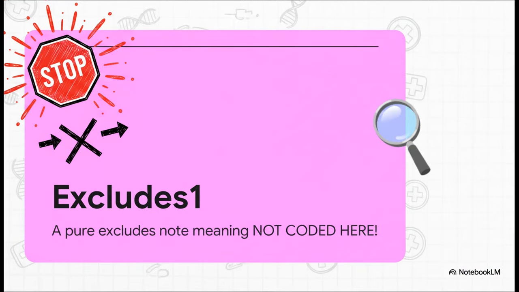Okay, so let's dive into this by establishing our absolute baseline rule. An Excludes note is what we call a pure excludes note. In the medical coding world, it literally translates to not coded here. Think of this thing as a giant flashing red stop sign right there in your tabular list. When you see an Excludes note, it means the excluded code should basically never be used alongside the code situated right above it. It's an either-or situation. You have to make a choice.